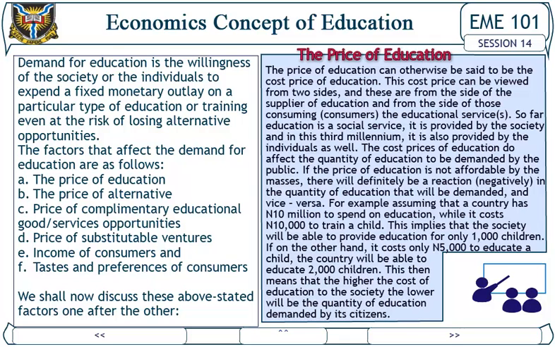For example, assuming that a country has 10 million naira to spend on education, while it costs 10,000 naira to train a child, this implies that the society will be able to provide education for only 1,000 children. If, on the other hand, it costs only 5,000 naira to educate a child, the country will be able to educate 2,000 children. This then means that the higher the cost of education to the society, the lower will be the quantity of education demanded by its citizens.